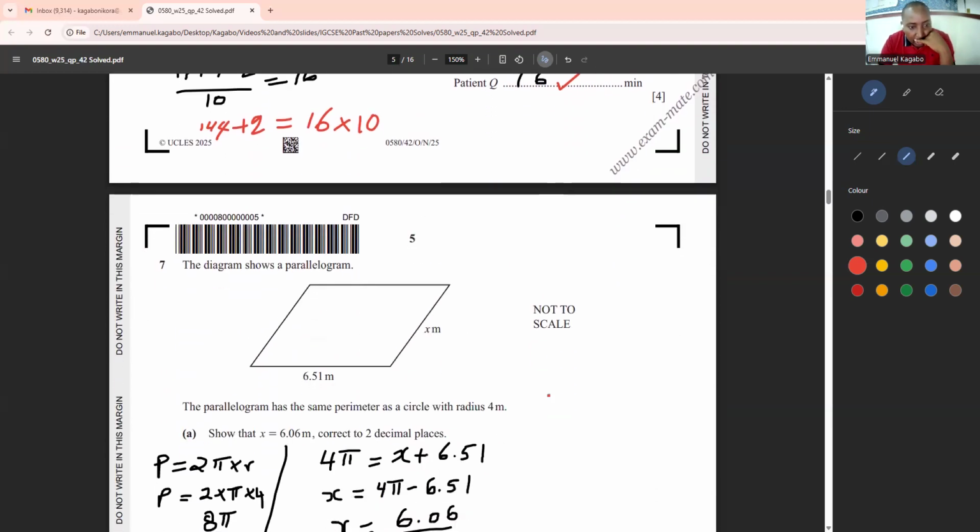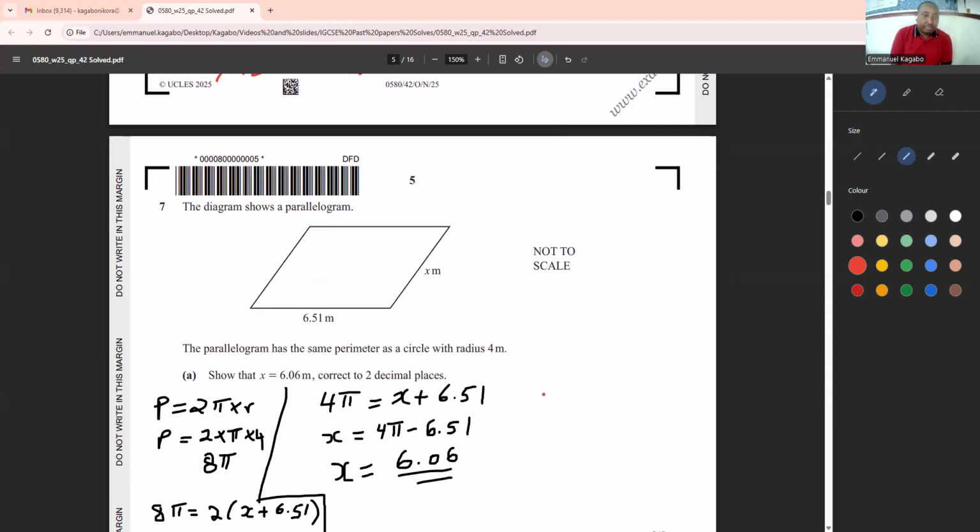Okay. Next question, question 7. The diagram shows a parallelogram. They gave you that. Okay.